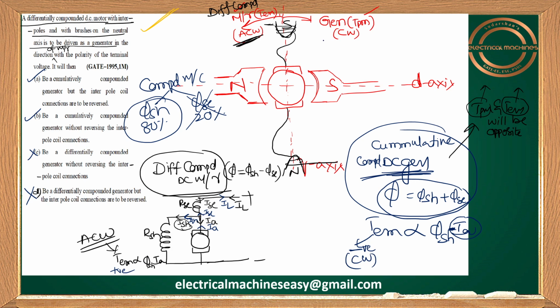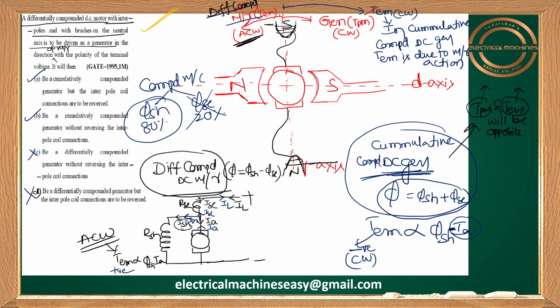So I can write here a simple arrow mark. Even though it was initially a differential compound motor, at that time this is okay. And what about this arrow mark? It is the electromagnetic torque direction, the clockwise direction. So in a cumulative compound DC generator, TM is due to which one? It is due to motor action.